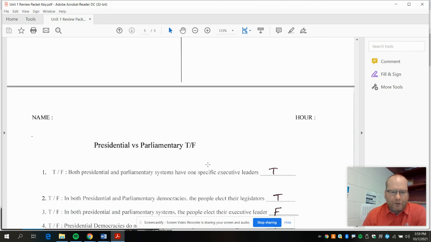Two, true or false, in both presidential and parliamentary democracies, the people elect their legislators. Yes, that's correct. In the United States, we elect our people to go to Congress for us. And in like Great Britain, they elect people to go to Parliament for them.